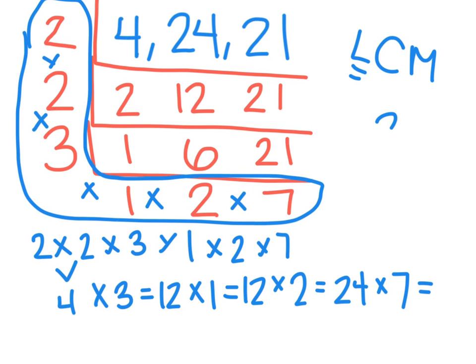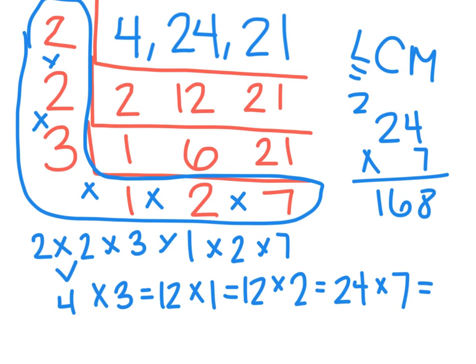let's do our work up here, 24 times 7. 4 times 7 is 28. 7 times 2 is 14, plus 2 is 16, so 168. So our least common multiple for 4, 24, and 21 is 168.